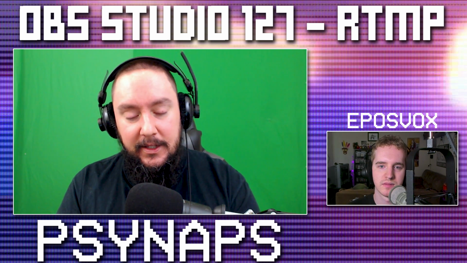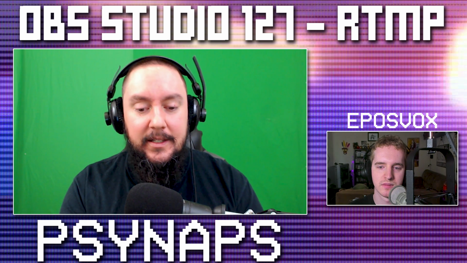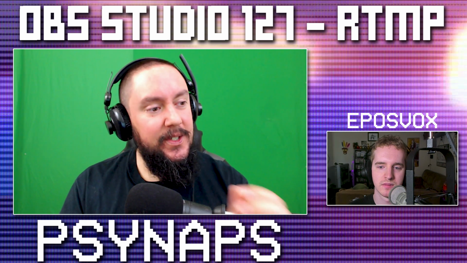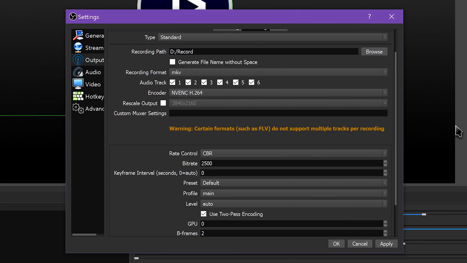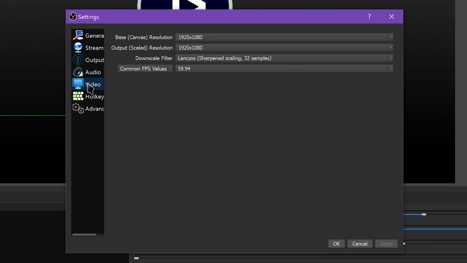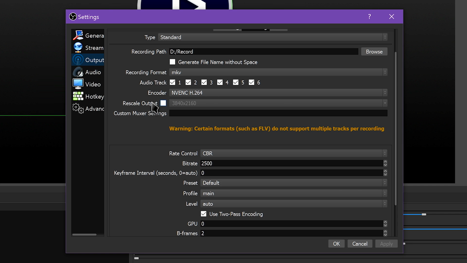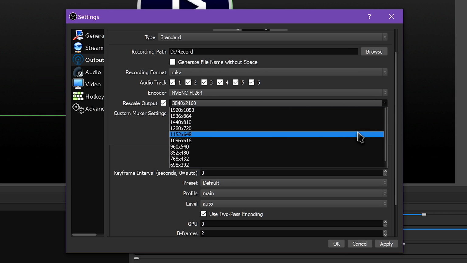Many people didn't know that the NVENC encoder is not actually using your GPU, it's using the NVENC chip. So they're two different pipes. I think they converge at some point, but they're two different bandwidth pipes. And you can use NVENC to do the encoding instead of your CPU.